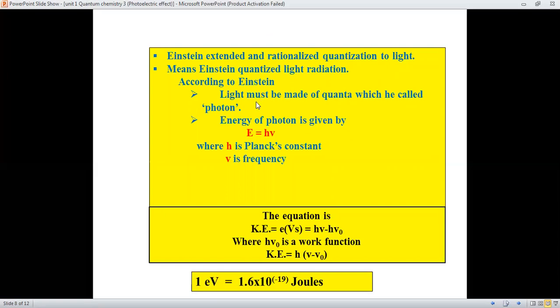According to Einstein, light must be made of quanta, the small units which he called photons. The energy of the photon was given like this: E is equal to h mu, which is Planck's equation, where h is Planck's constant and mu is the frequency associated with that photon. So here we arrive at the equation.